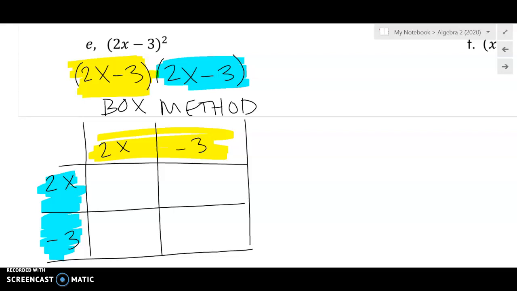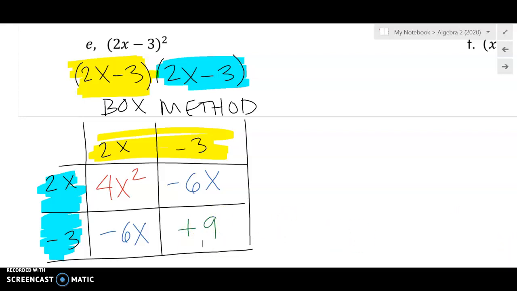Okay, what you do is you multiply the boxes. So I'm going to multiply 2x from the side and 2x from the top, and I multiply those and that gives me 4x squared. Okay, and then you can keep going. 2x times -3 is -6x. And then I drop down to the next row. -3 times 2x is -6x. Okay, and then I'm going to do this last one, the numbers. -3 times -3 ends up giving me a positive 9.